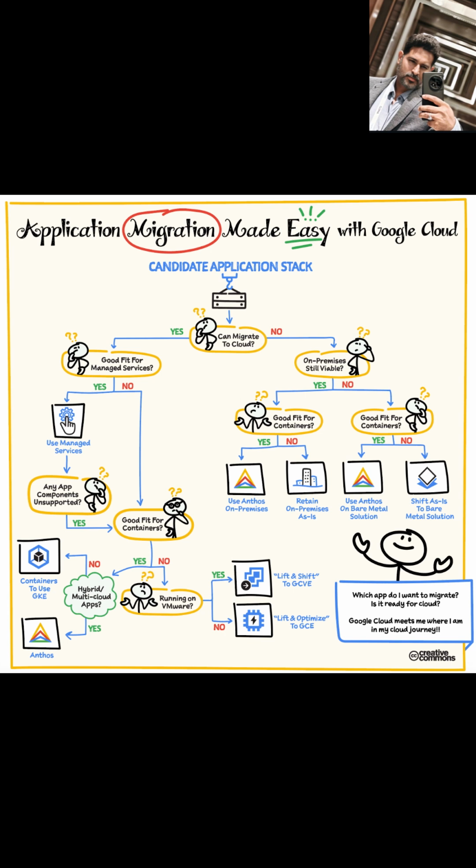But if staying on-premises isn't the future, you'll again ask, good fit for containers? If yes, you could look at use Anthos on bare metal solution, which is running containers directly on your own hardware but managed by Anthos. And finally, if containers aren't the answer and you're moving away from on-prem, you might consider a shift as-is to bare metal solution on Google Cloud, which is putting your application on dedicated hardware there.